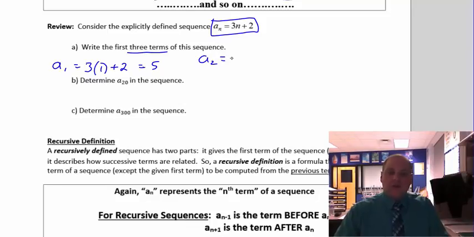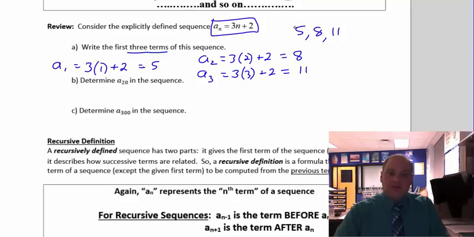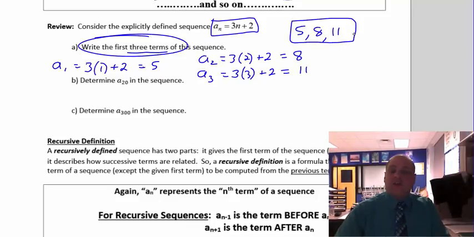Then you go and do a2. It's a sub 2, but I'm not going to keep saying the sub. So a2 is 3 times 2 plus 2, and that's 6 plus 2, which is 8. And then a sub 3, the third term, would be 3 times 3 plus 2. That's 9 plus 2, which is 11. So this sequence goes 5, 8, 11. Those are the first 3 terms of the sequence.